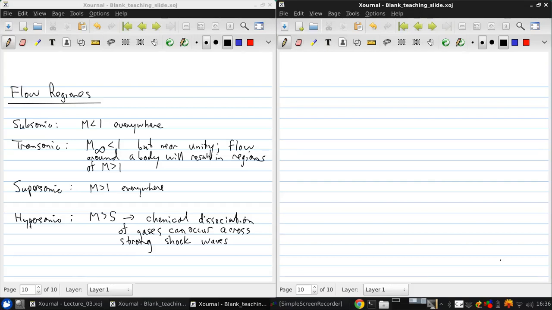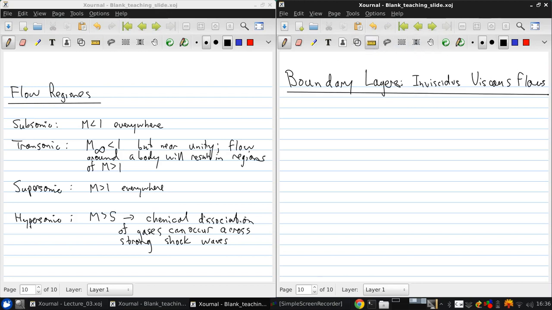Okay, so now we're going to come back to the difference between inviscid and viscid flows, which means we need to talk about boundary layers. All right, and this is from section 1.11 of your book.